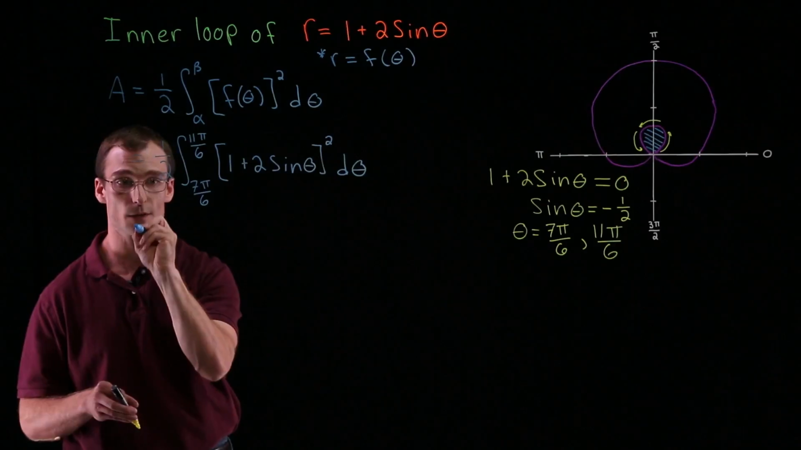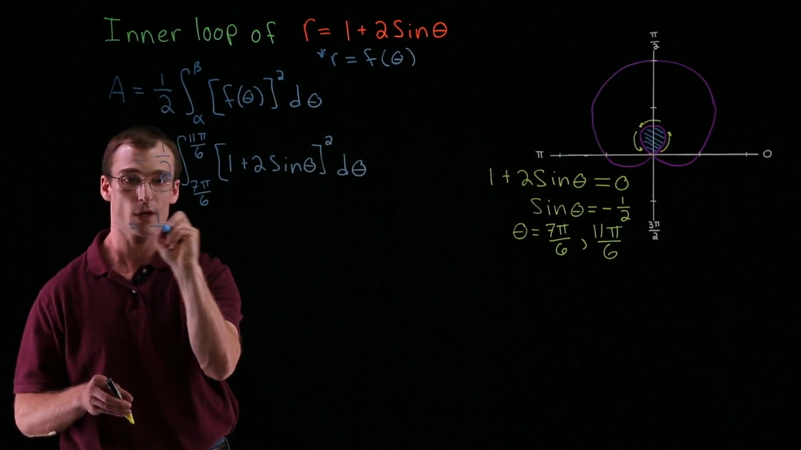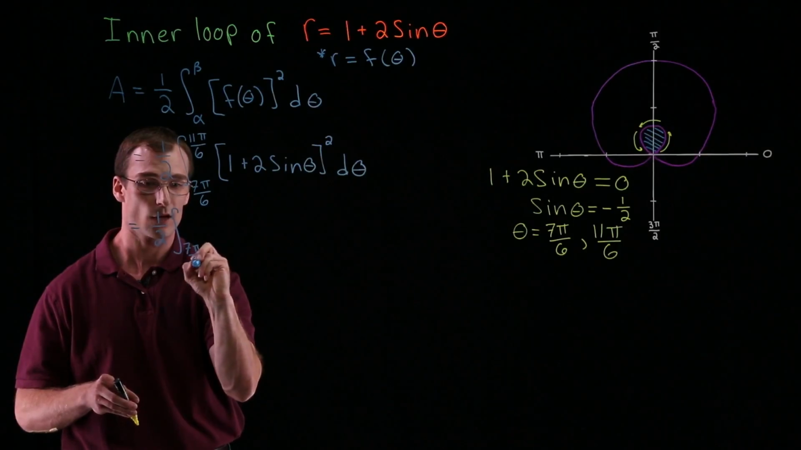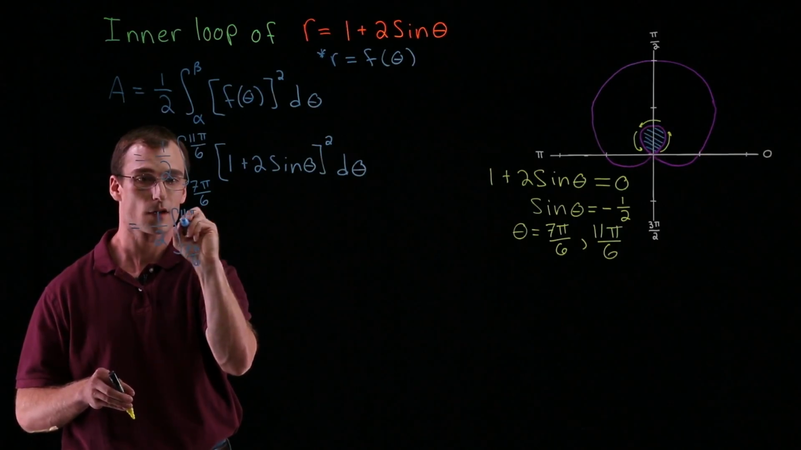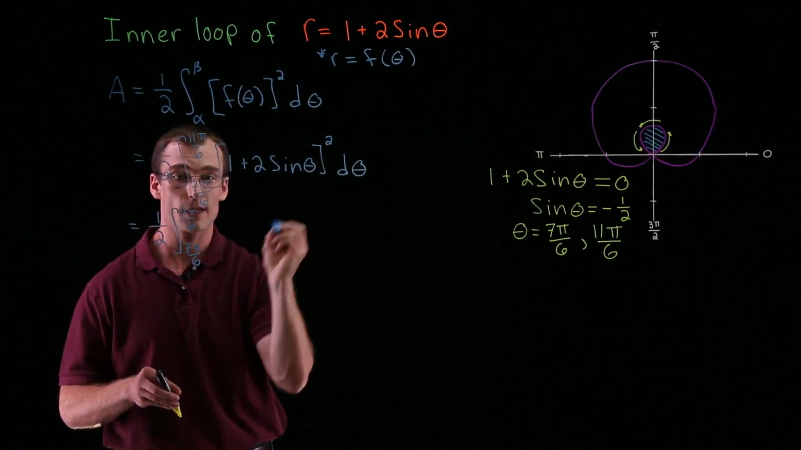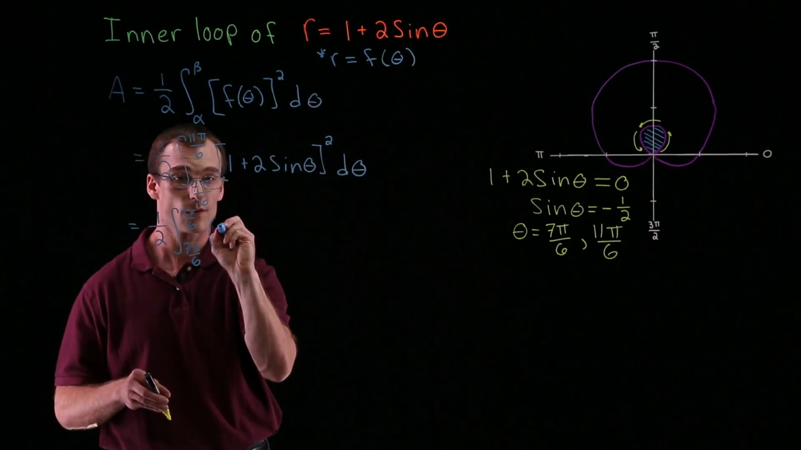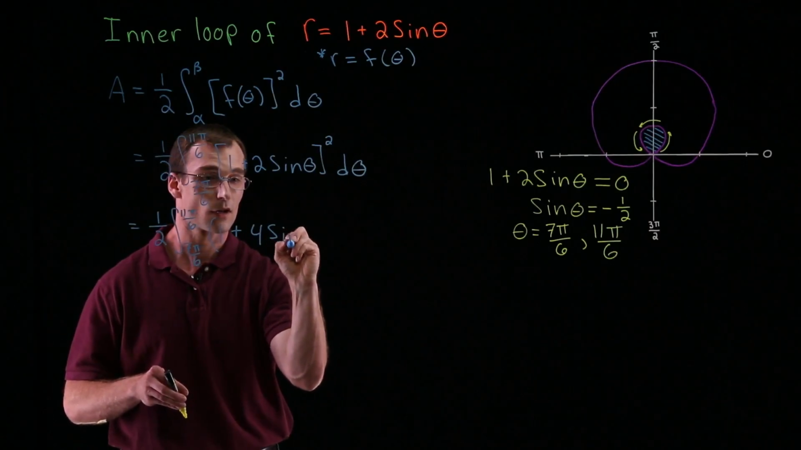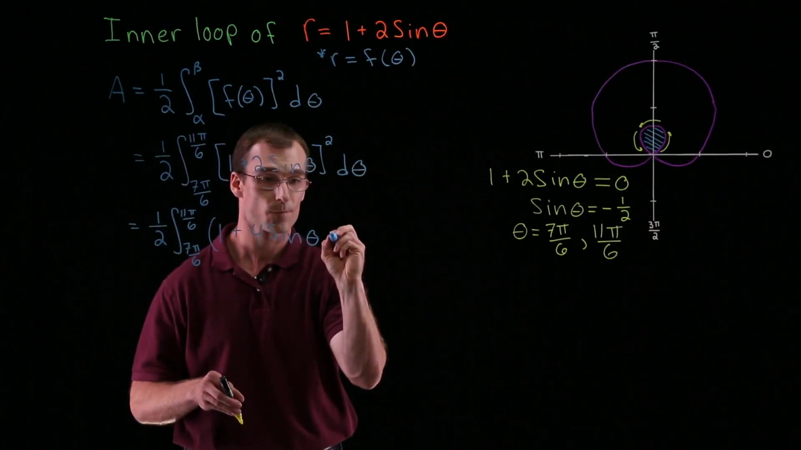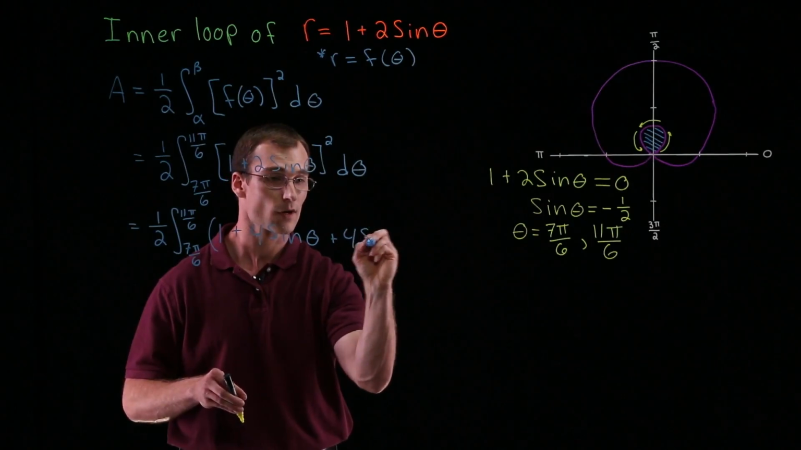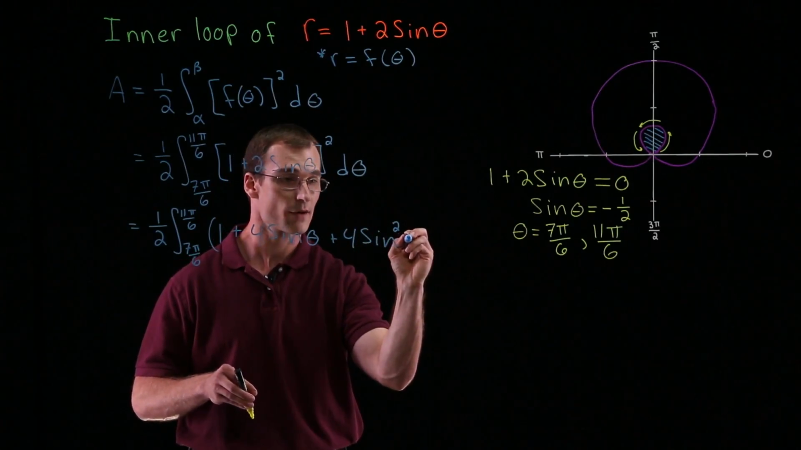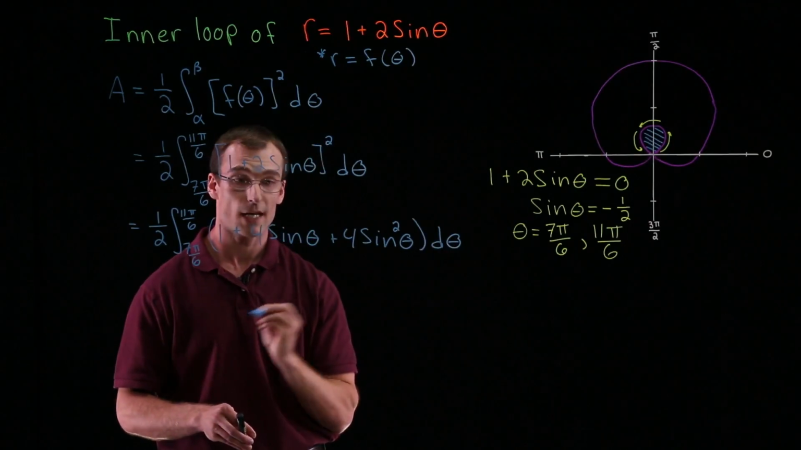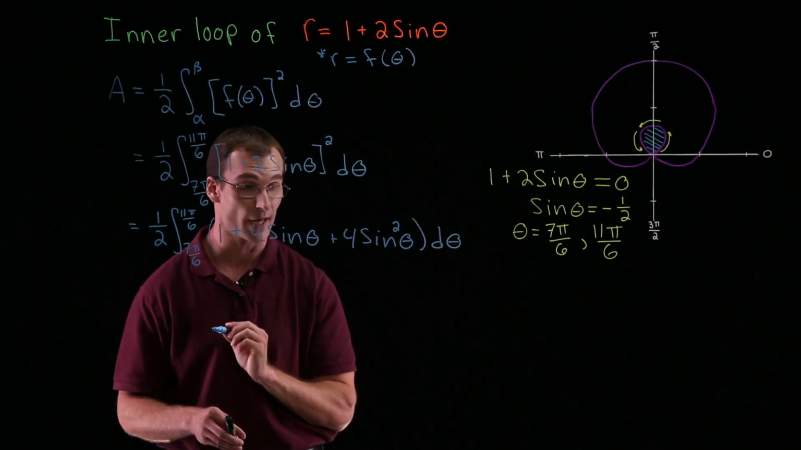So go ahead and squaring this out. Let's see, we're going to have 1/2 times our integral from 7 pi over 6 to 11 pi over 6. So foiling this, we'll have 1 plus, say, 4 sine theta plus 4 sine squared theta and d theta. And now we want to try and work on taking the antiderivative of what we have.